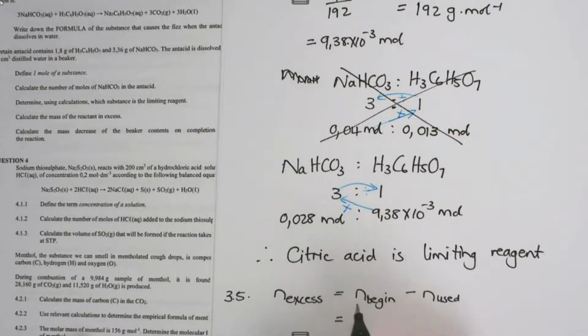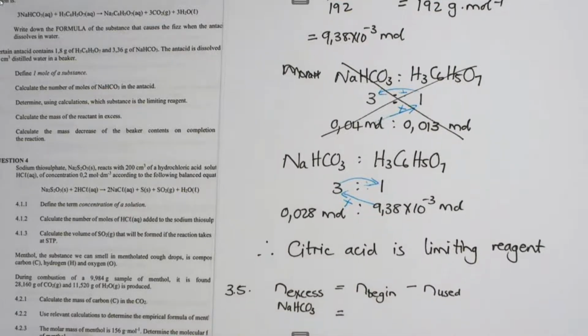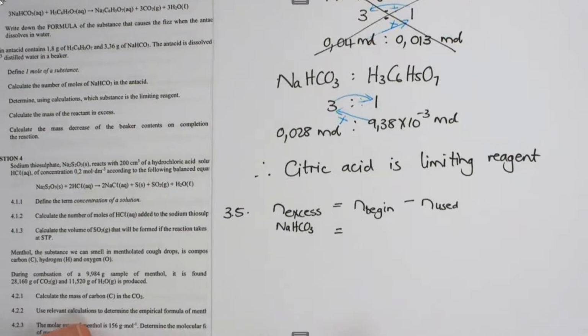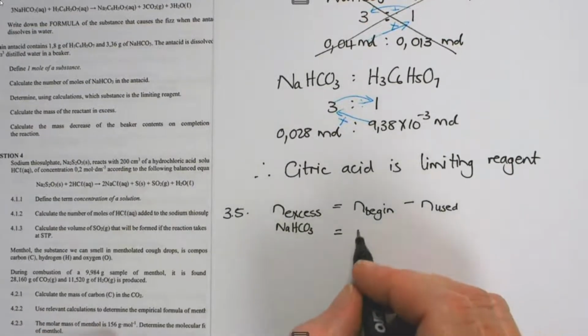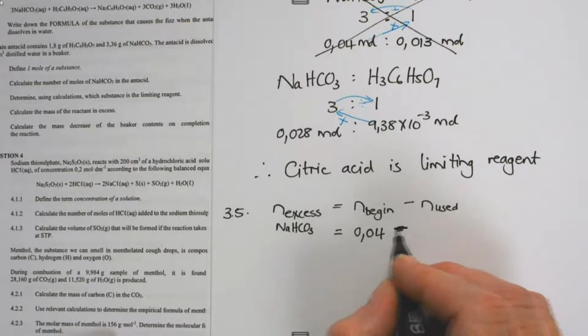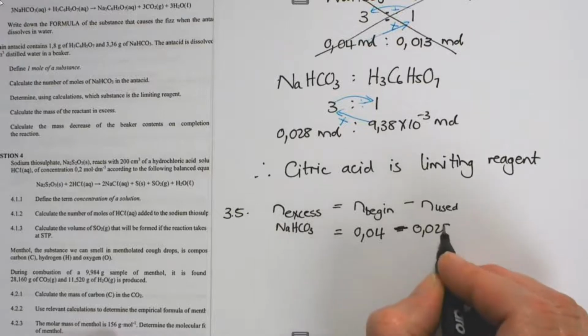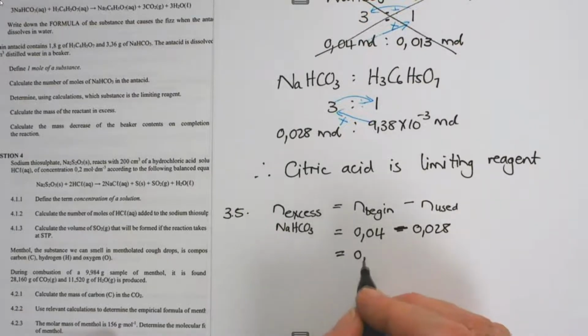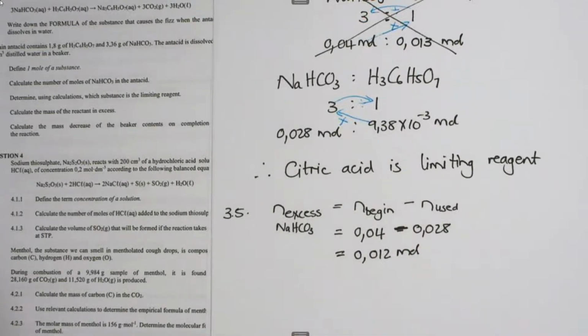Now in the beginning, the NaHCO3 is in excess. So that means in the beginning, I had 0,04 mole. That comes from 3.3, minus 0,028 gives me 0,012 mole. So that's 0.04 minus 0.028 gives me 0,012 mole.